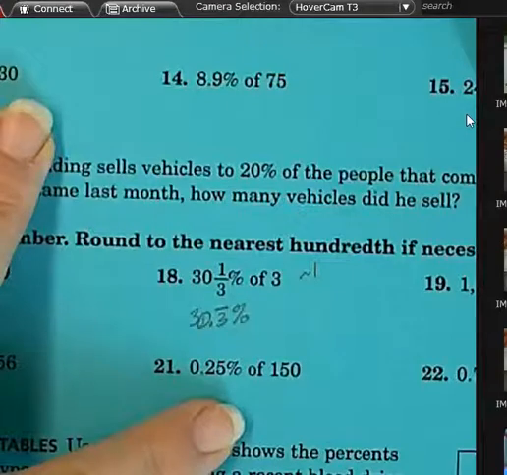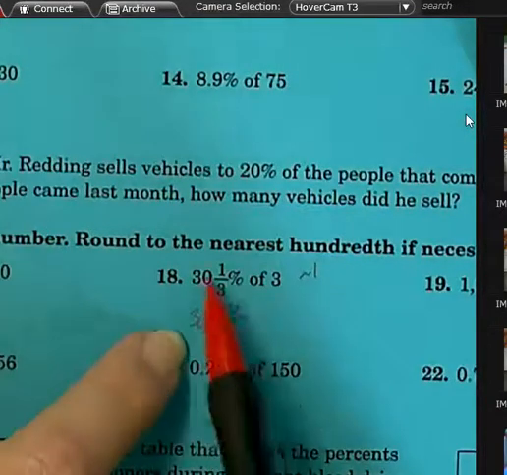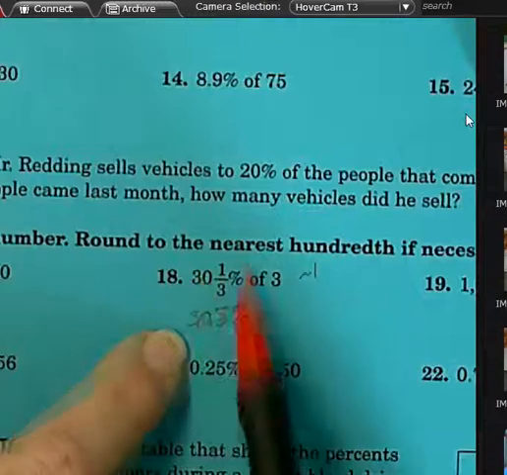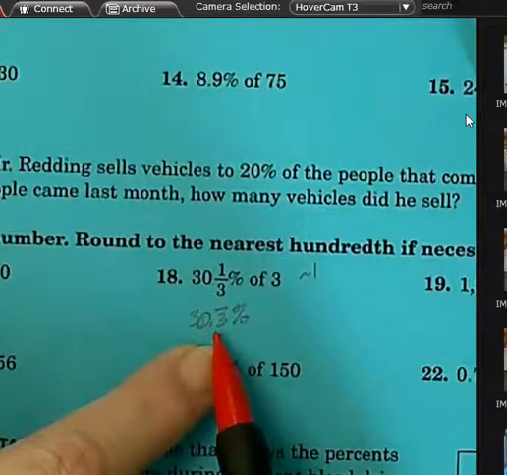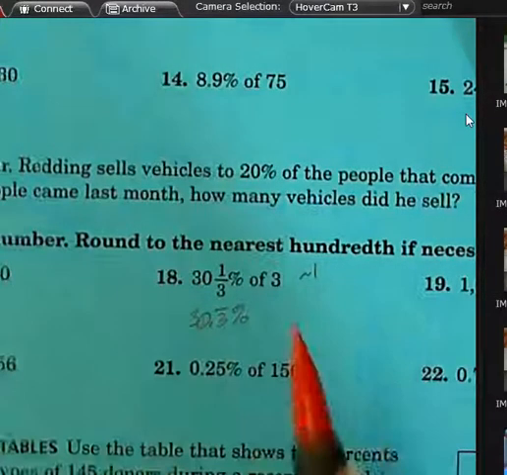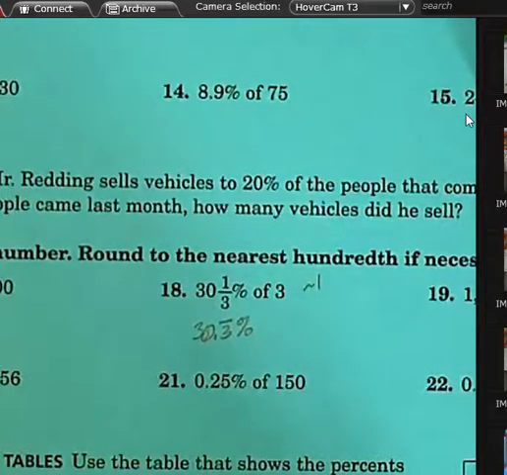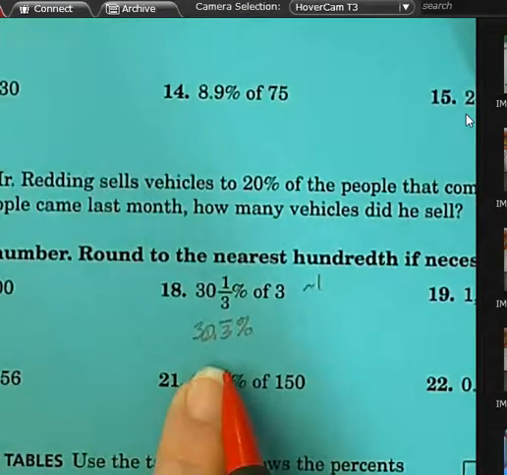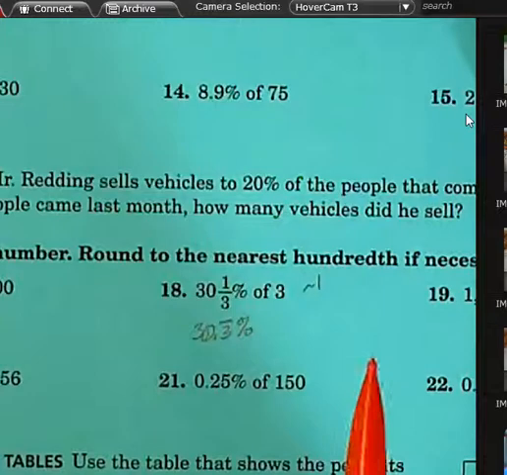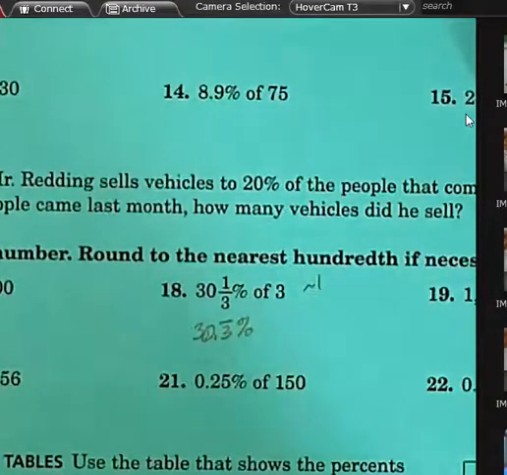So we're working on finding the percent of a number, and we're doing some tricky 7th grade ones. We picked number 18, and all we've done so far is change 30 1/3 percent to the decimal we know and love, because we're always going to change percents to decimals or fractions we know. Do we know this fraction off the top of our head? No, this is not one of the ones on our fraction decimal percent sheet. So our next strategy is to change that to a decimal.